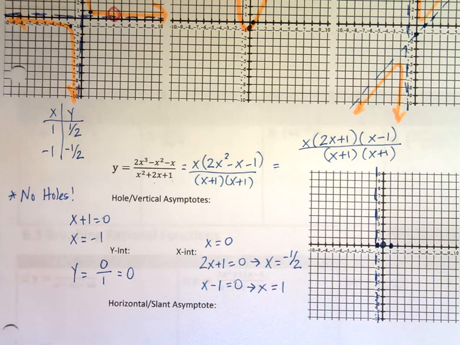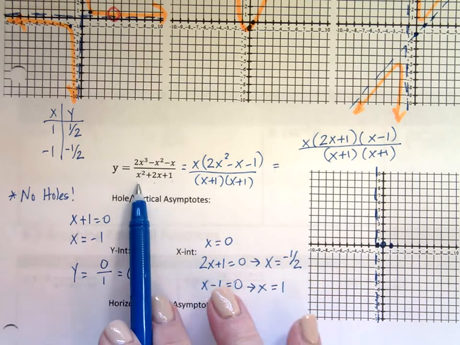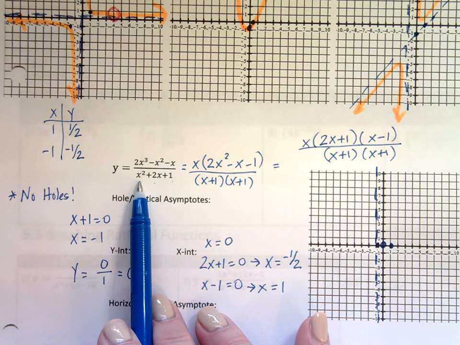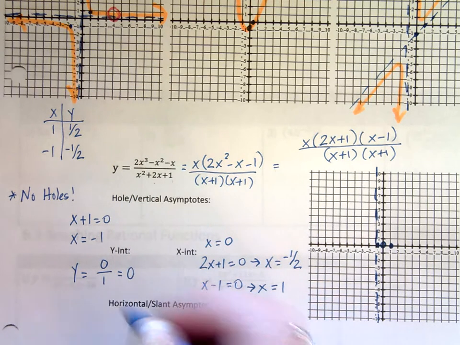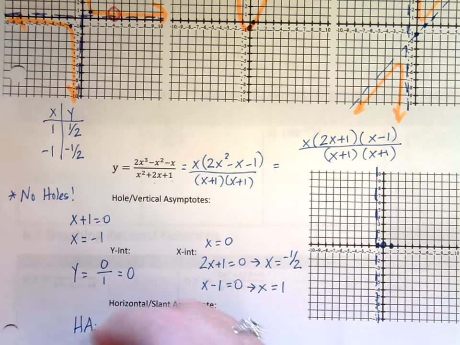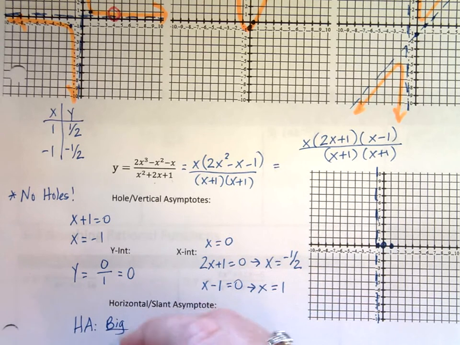Horizontal asymptotes, let's compare the powers. The power on top is a cube. It's probably easier to go back to the original. The power on the bottom is a 2. So in this case, if I'm thinking about the horizontal asymptote, I have a big over a little. Therefore, there's none. But then I need to go for the slant asymptote.